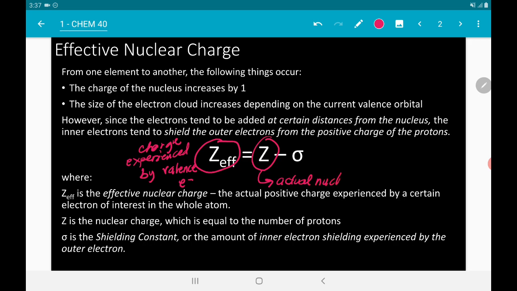Okay? So the actual nuclear charge depends on the number of protons. Okay? Kasi ang nucleus natin is made up of protons and neutrons, and we know that neutrons do not have charge. So yung protons yung mag-determine ng number or intensity ng positive charge dun sa center. This particular thing here is the shielding constant.